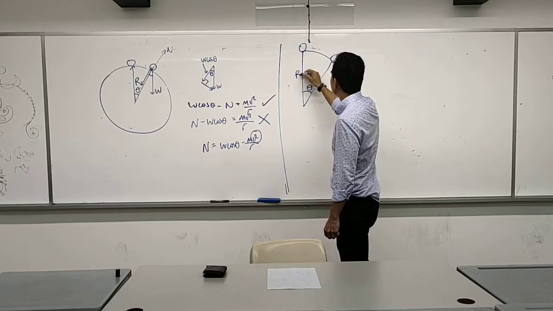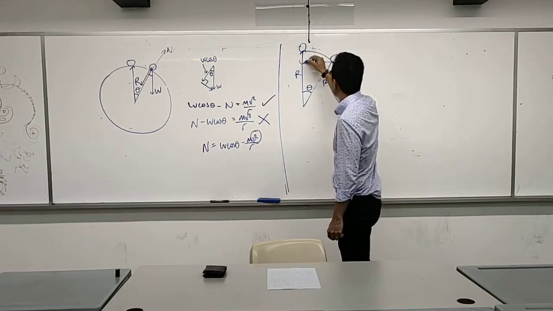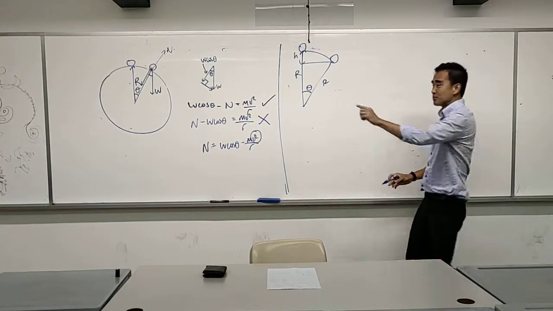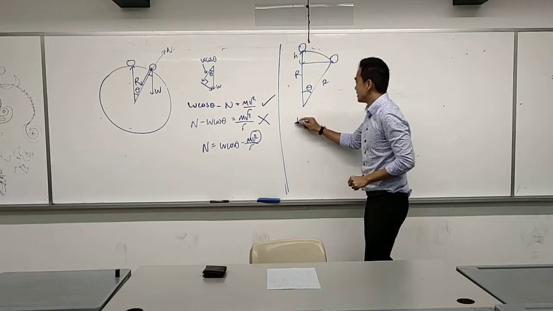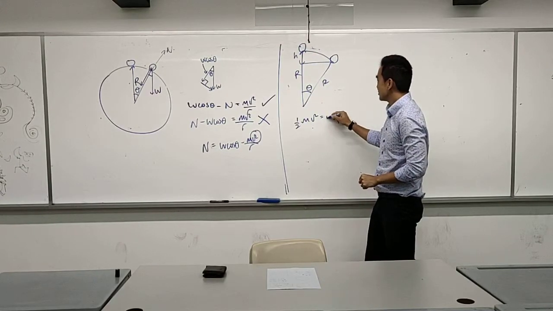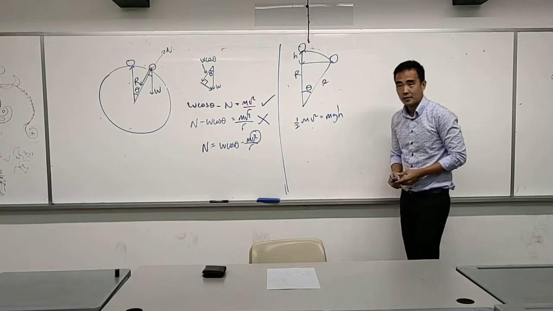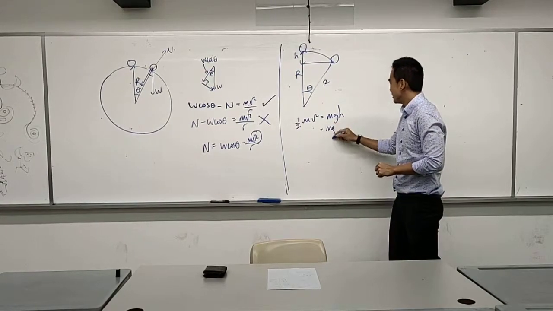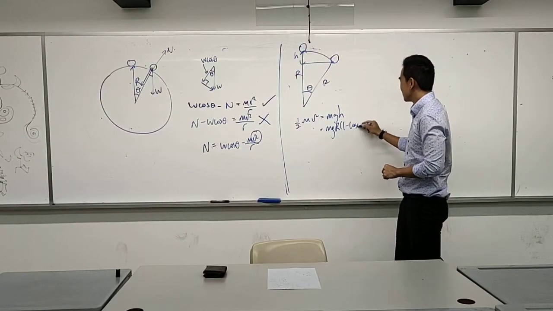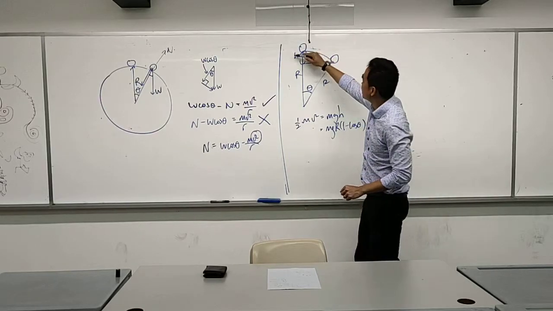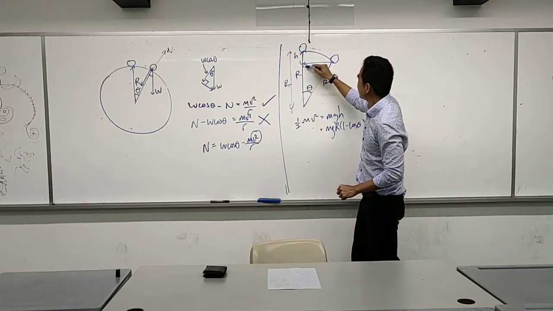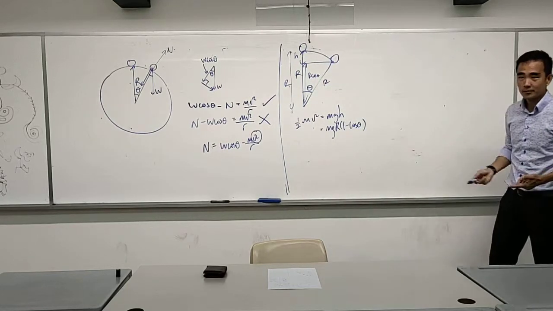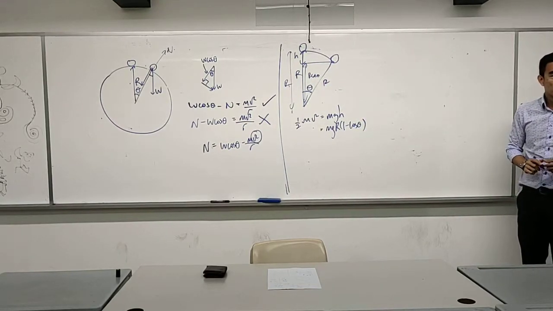If this is theta, this is r. Can you see that the height loss is here? The height loss by the object is here. Can you therefore see that half mv squared is equal to mgh? And therefore, h is just r(1 minus cos theta). Why? Because if this is r and this is r cos theta, then that will be r minus r cos theta. That will be the height loss.